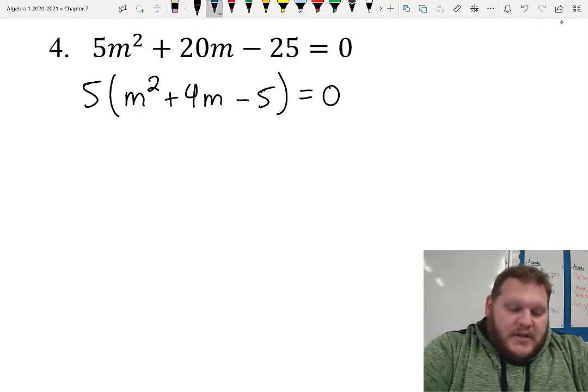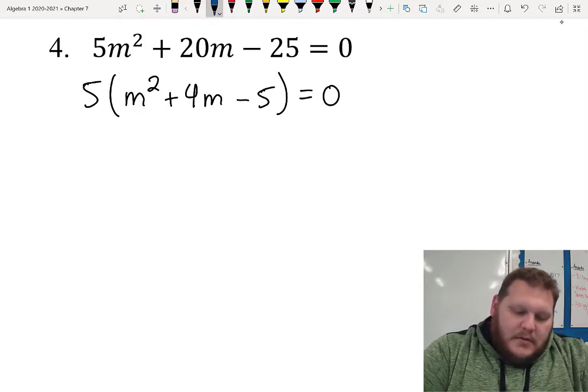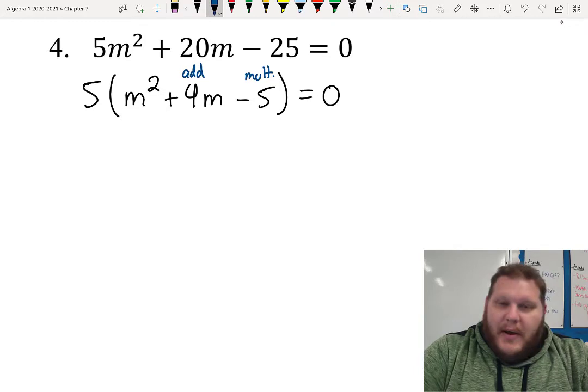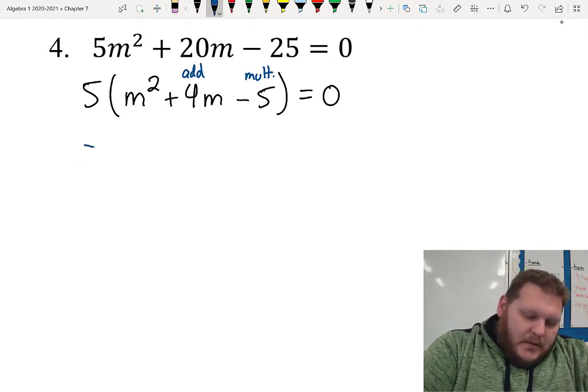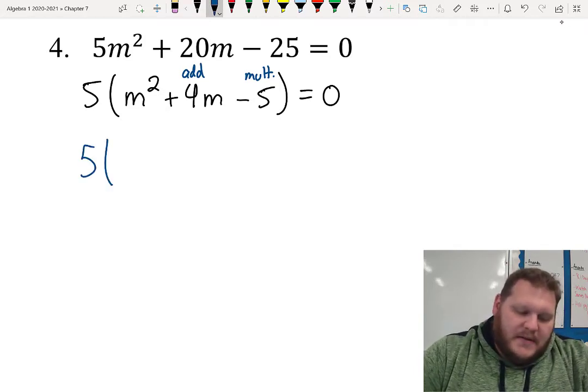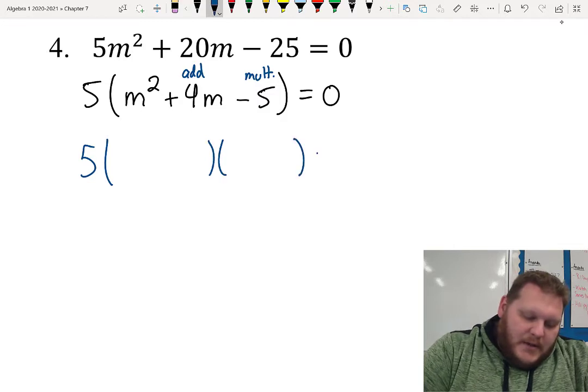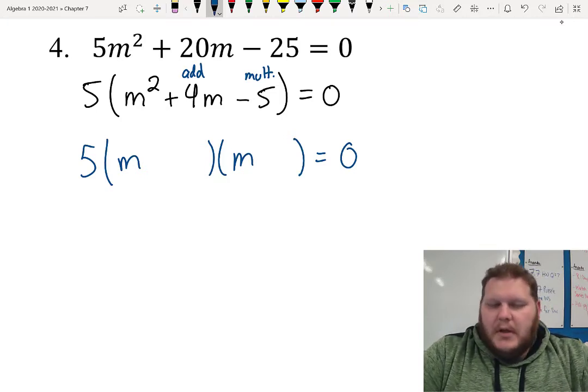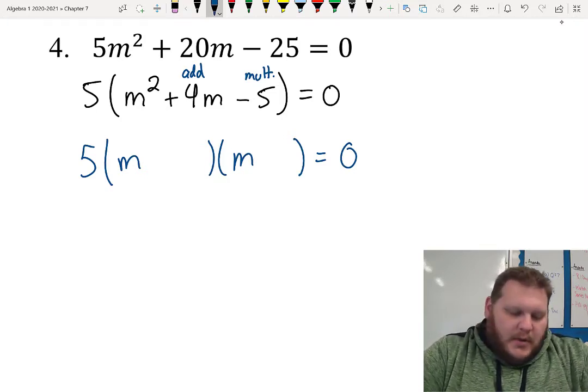Now I'm factoring just what's on the inside of my parentheses. So I'm trying to figure out what multiplies to get negative 5, but adds up to a positive 4. So when I do that, my 5 sticks around. I'm going to factor that out into my 2 parentheses. I know it's m and m. That doesn't change. Well, it changes my variable, but still just variable term and variable term.